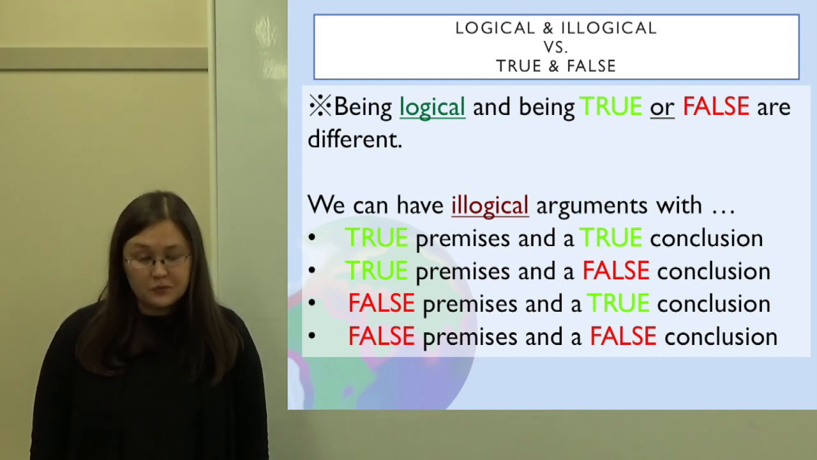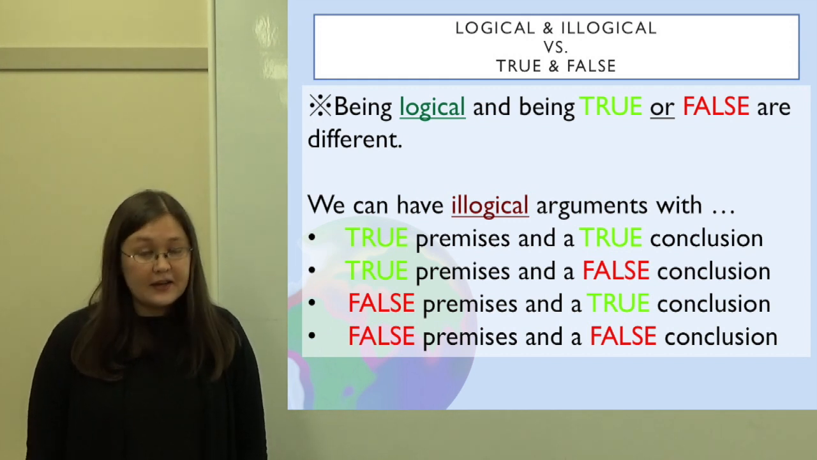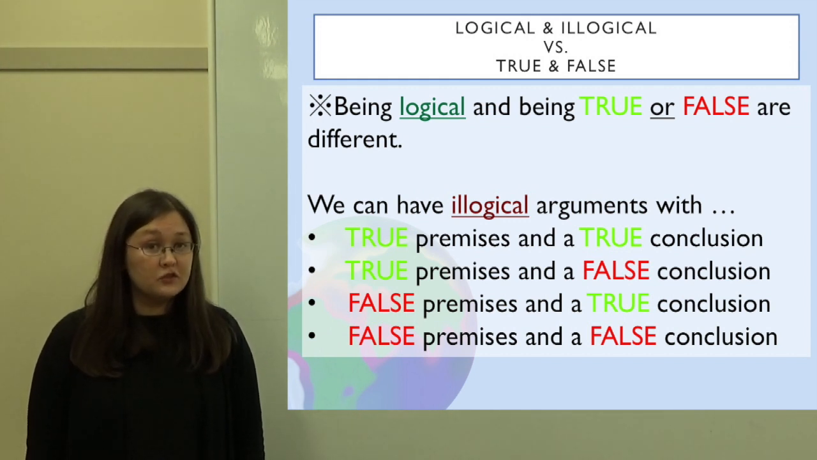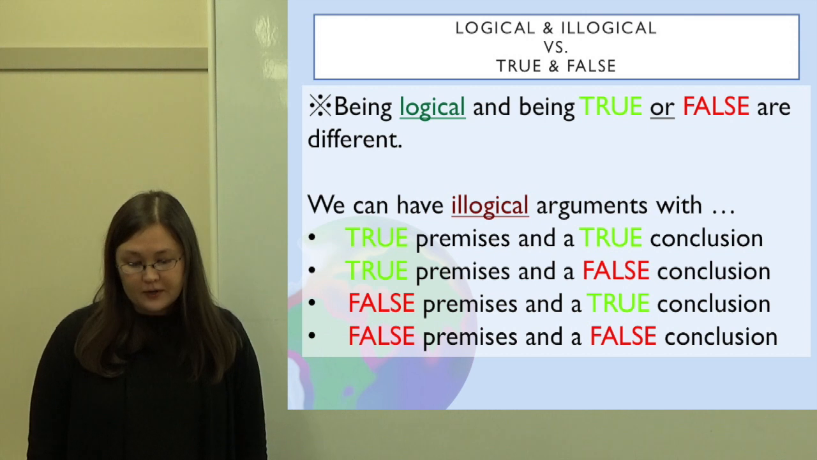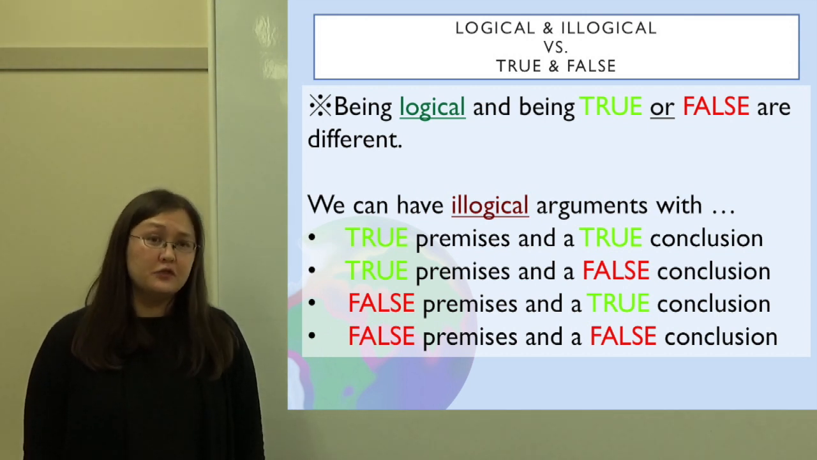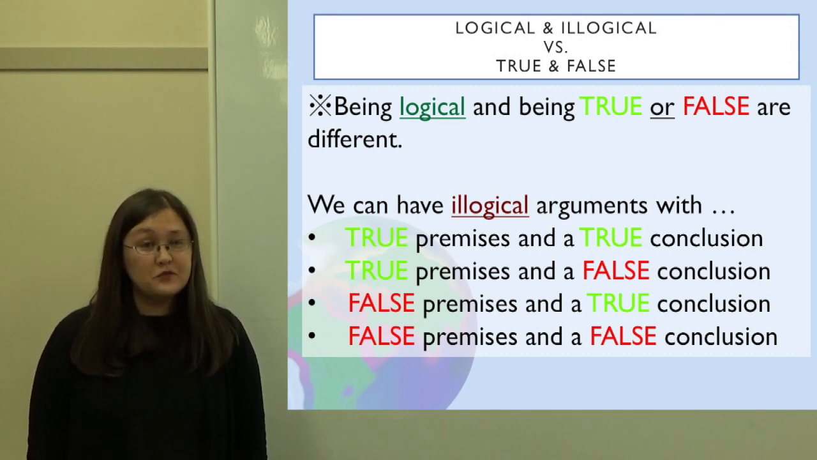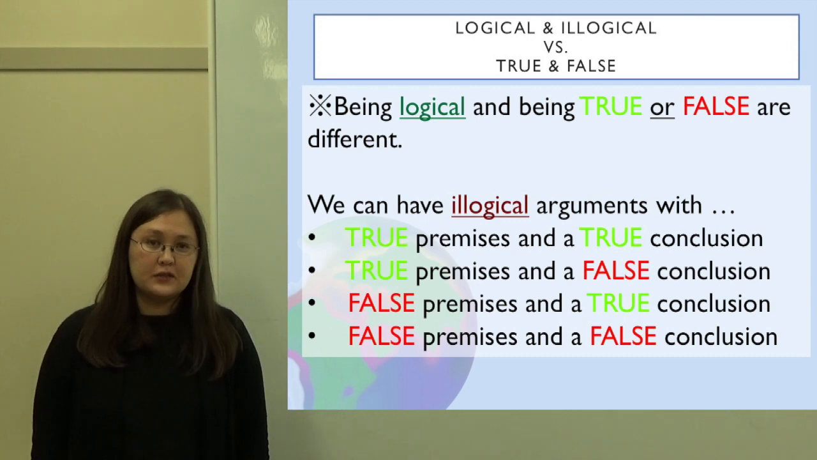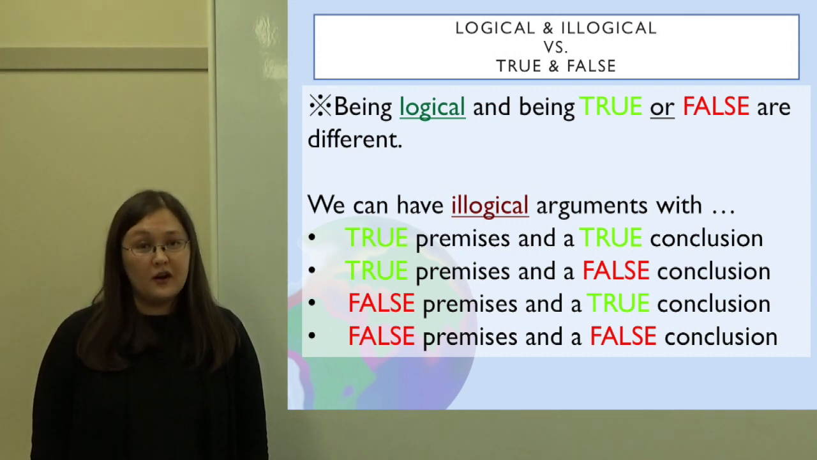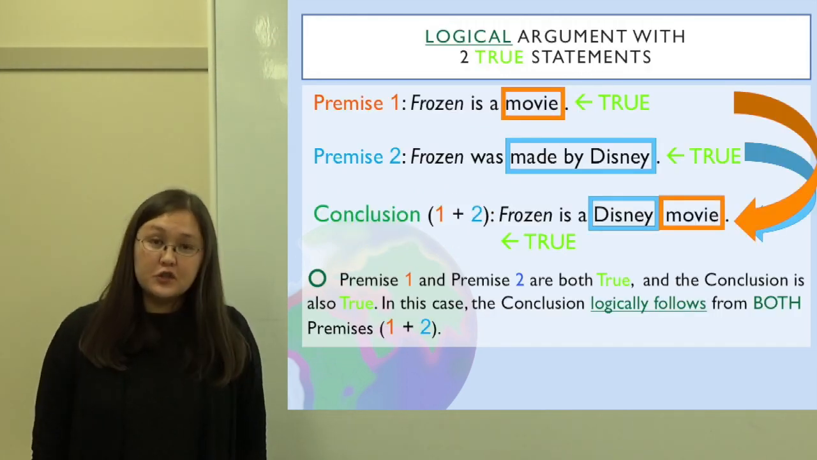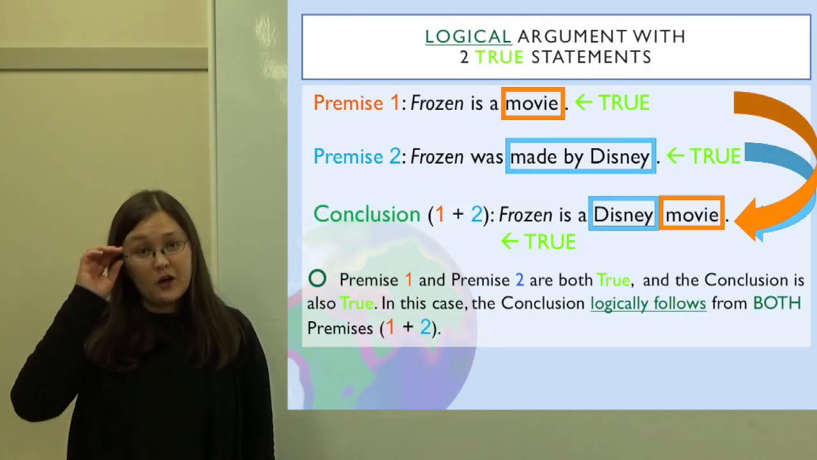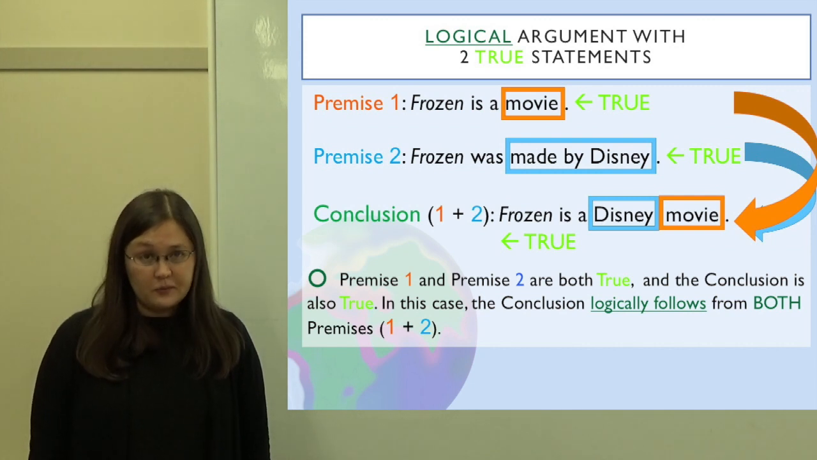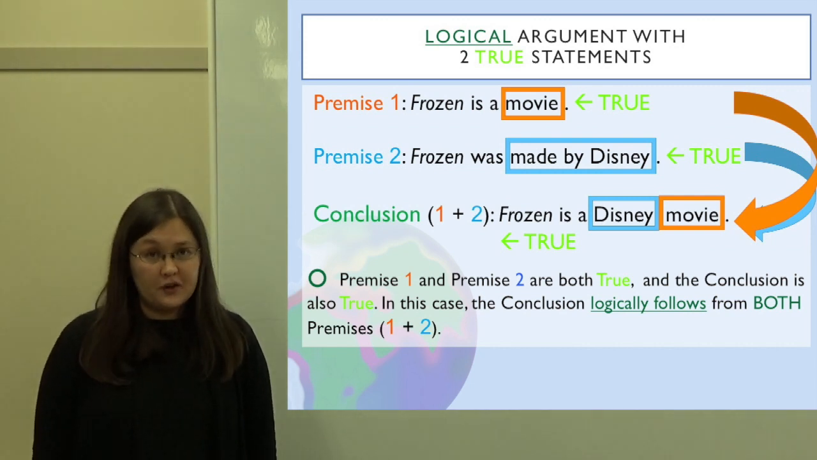It's also possible to make an illogical argument that has true premises and a false conclusion, or to make one that has false premises but a true conclusion, or one that has false premises and a false conclusion. All of these are possibilities. We want to avoid all of these possibilities. We want to make logical arguments and avoid illogical arguments. So let's look at a lot of examples. I think this will help you to make your own logical arguments and avoid illogical arguments.